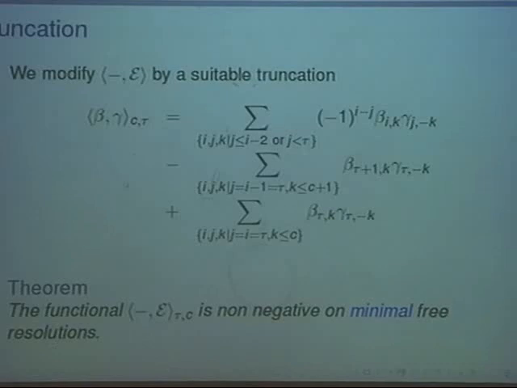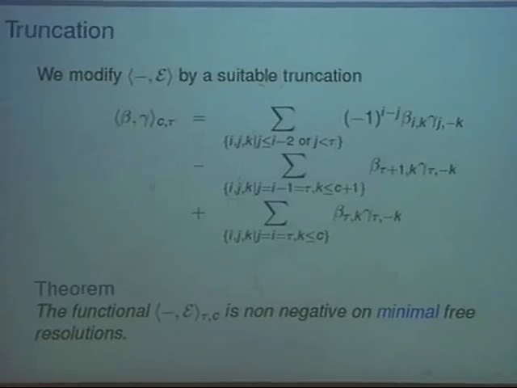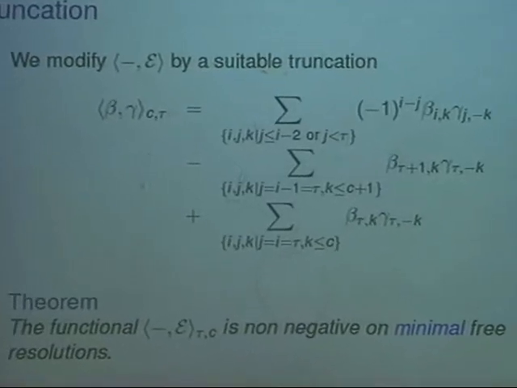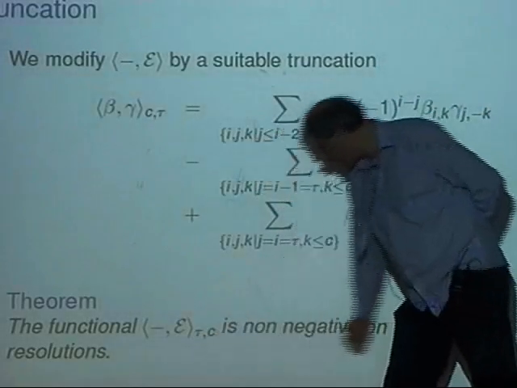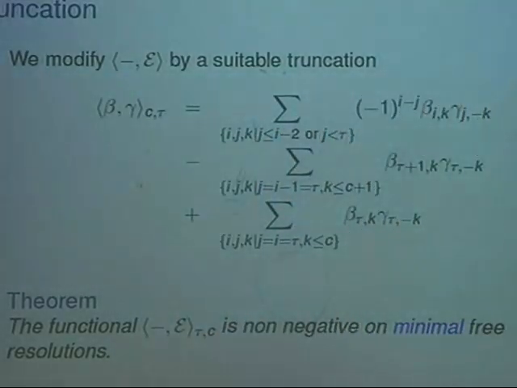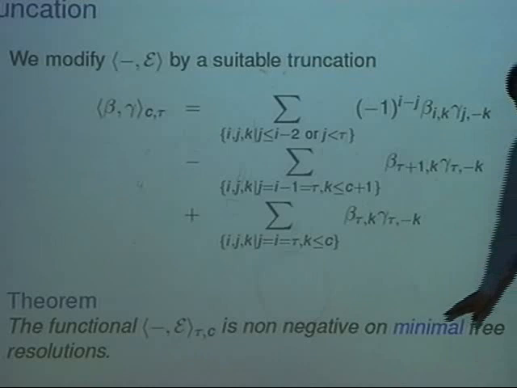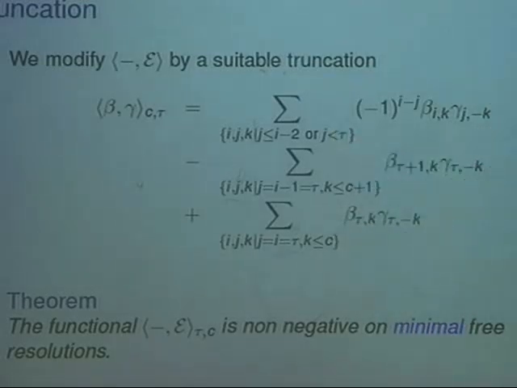So we have a homological degree tau. We have an internal degree C. And then we sum over only some of these pieces as before. And it turns out that this truncated functional, depending on tau and C, is non-negative on minimal free resolutions. The original functional was non-negative on arbitrary resolutions and certainly not good enough to prove the result. But this uses minimal free resolutions.